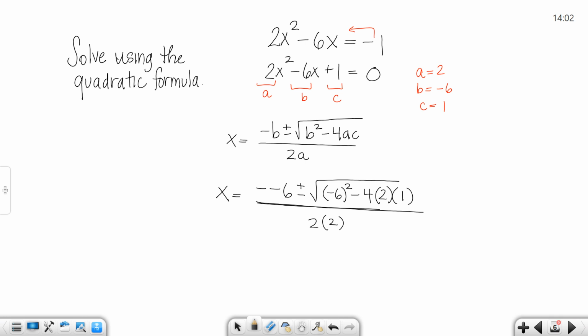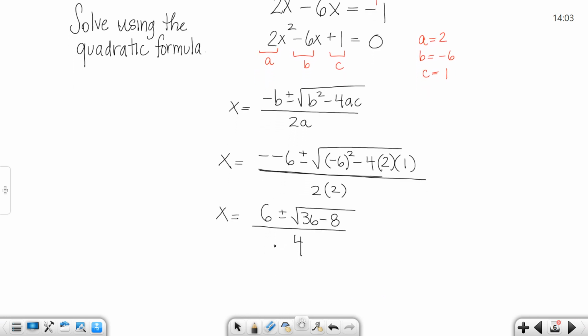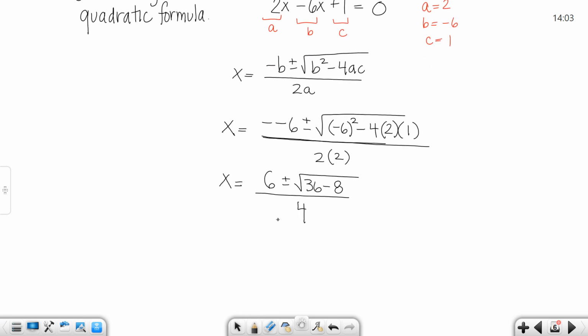Of course, if you are in a regular class, you could simplify as you go. You don't have to write every step out. Simplifying it, 2 negatives would make a positive 6 here on the front, plus or minus the square root of 36 minus 8 all over 4. Okay. 36 minus 8 would be 28.